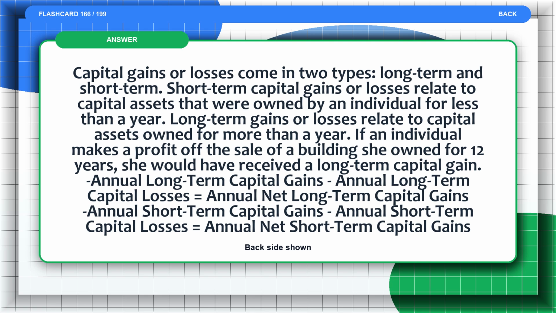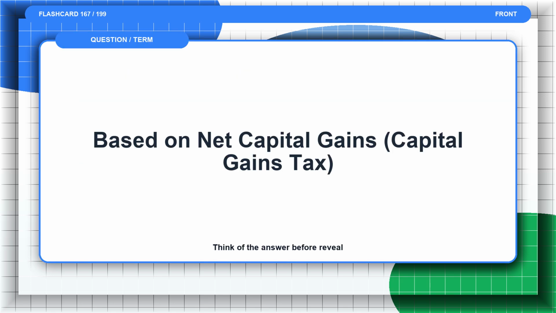Annual long-term capital gains minus annual long-term capital losses equals annual net long-term capital gains. Annual short-term capital gains minus annual short-term capital losses equals annual net short-term capital gains. Flashcard 167. Based on net capital gains tax. Pause and think of the answer before the reveal.